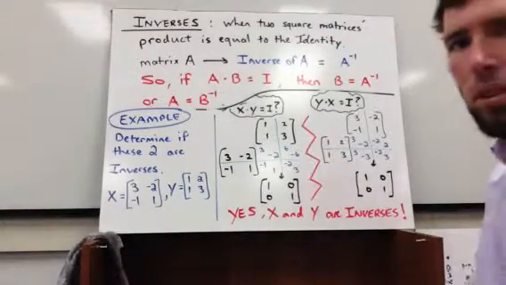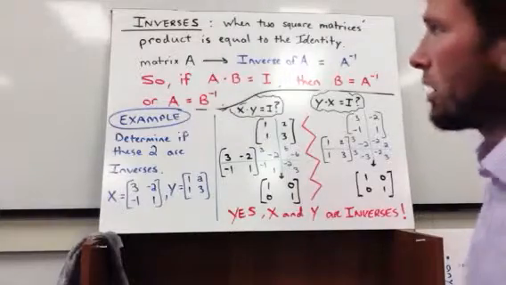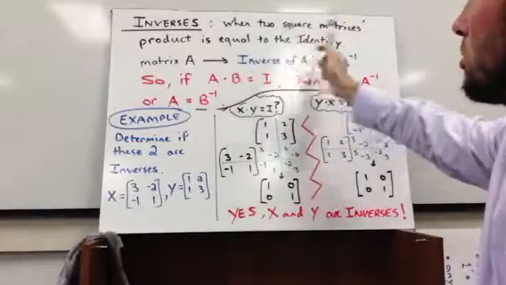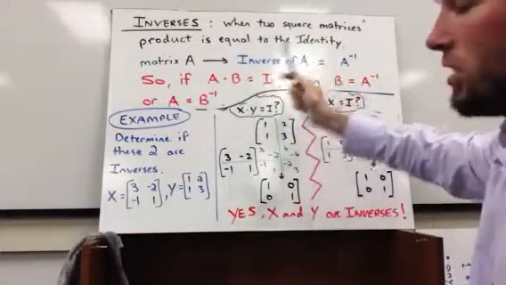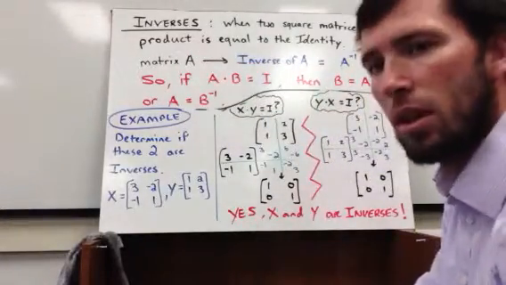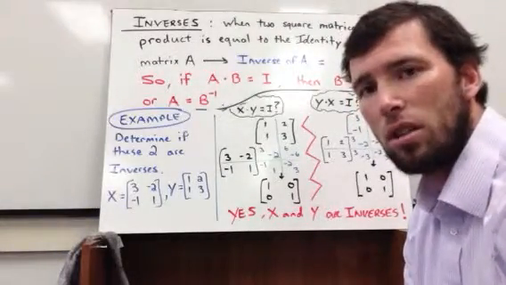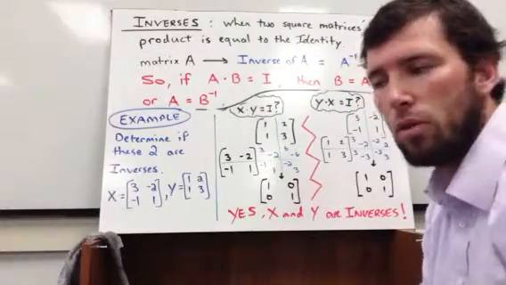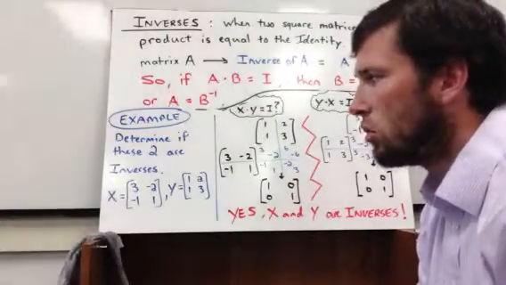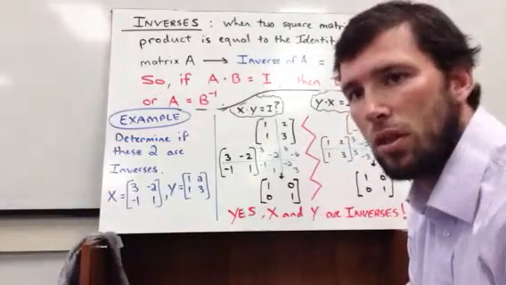Pretty busy board, but kind of just follow with me. Inverses. So the definition up here is when two square matrices' product is equal to the identity. So when you multiply one matrix by another matrix, and you actually get that identity that we just talked about, 1, 0, 0, 1, or a 3 by 3 or 4 by 4 version, then you have discovered that those two matrices are inverses. So let's look at it.